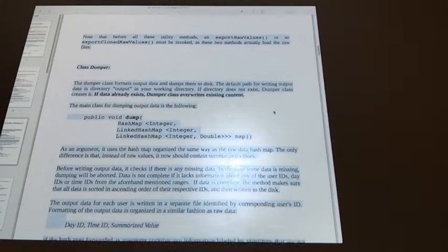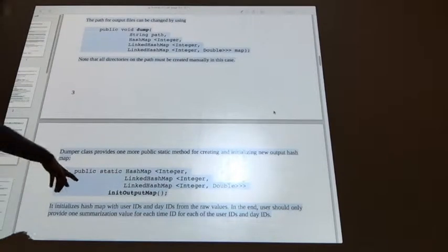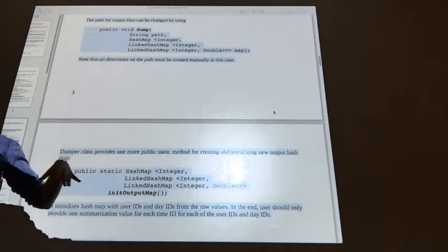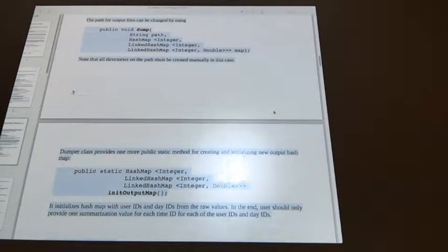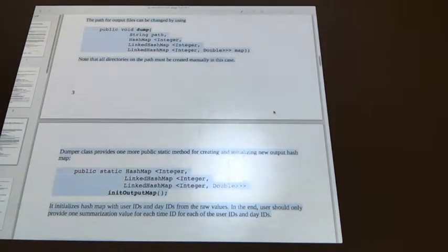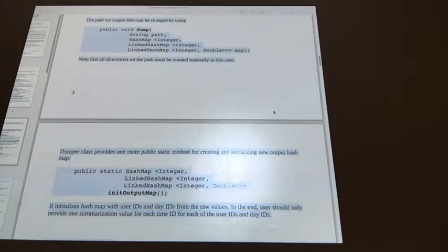And then I will just be fast. On the dumper class, what you actually need is to just dump the results of your algorithm. So again, in order for you not to worry about how many users there are, what their IDs are, what day IDs there are, we created this method called initialize the output map. It will just fill the map with all the identification numbers that we actually have from the raw data. You will just need to substitute this last number. Instead of raw data, you need to put the output values of your algorithm, and then use the method dump that will write it in that output directory.